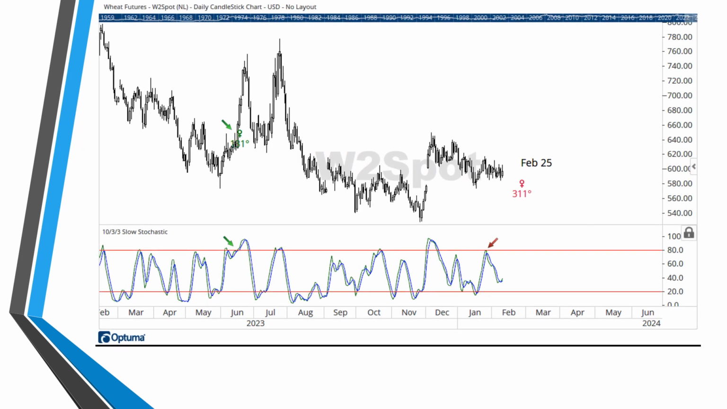Now, moving a little bit ahead into the middle part of 2023, we can see that in June of 2023, we had a Venus 131-degree event. Price had been moving up. You actually got your buy signal in the middle of June right at that Venus 131-degree point.